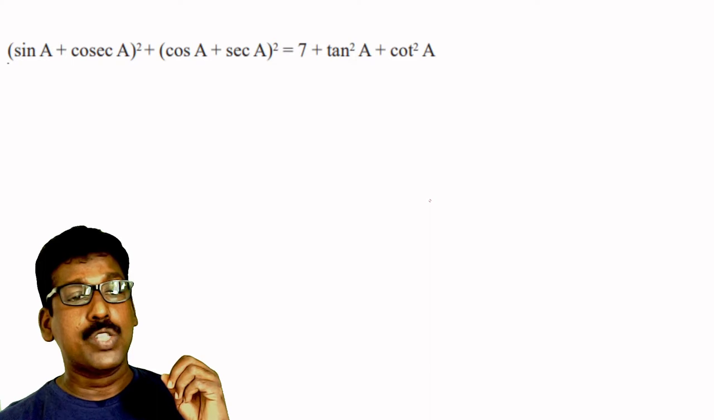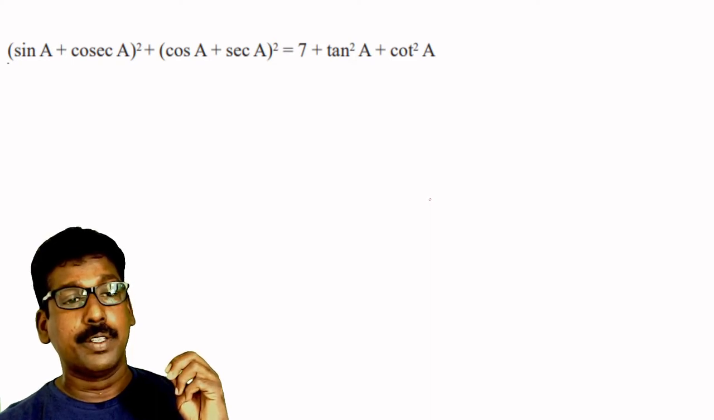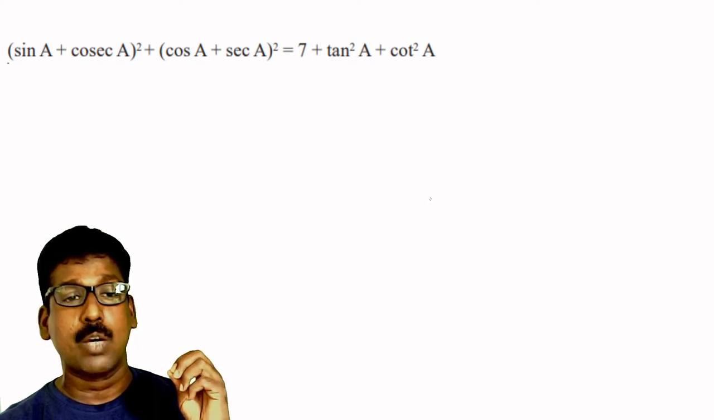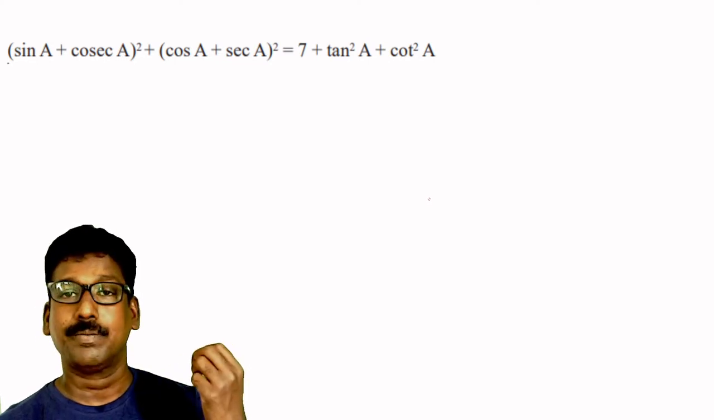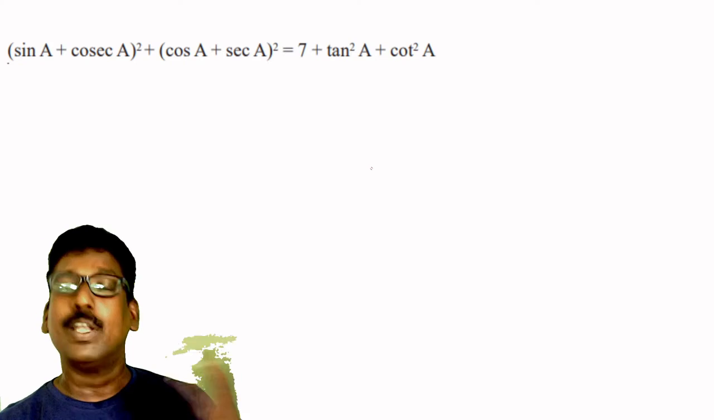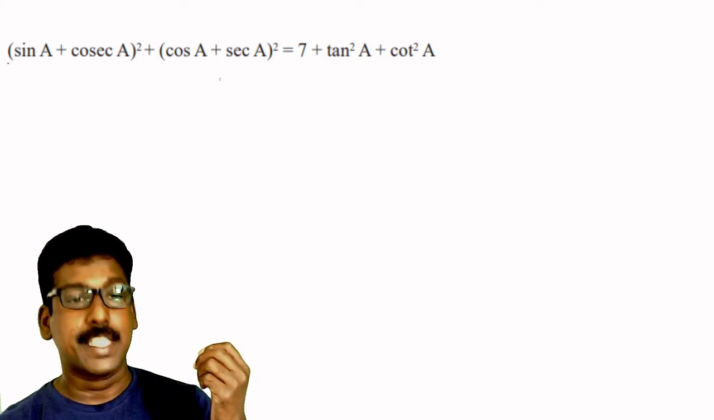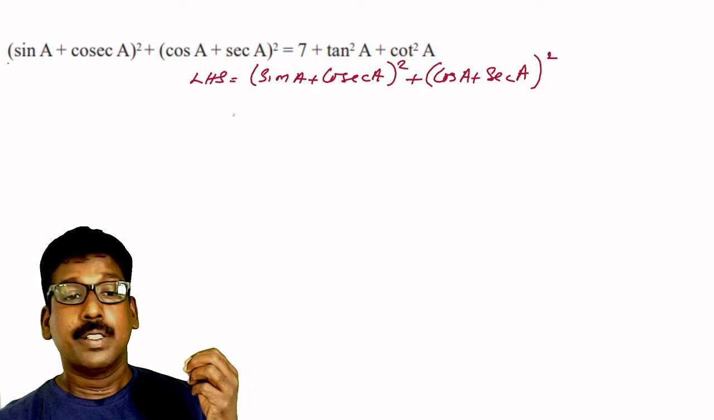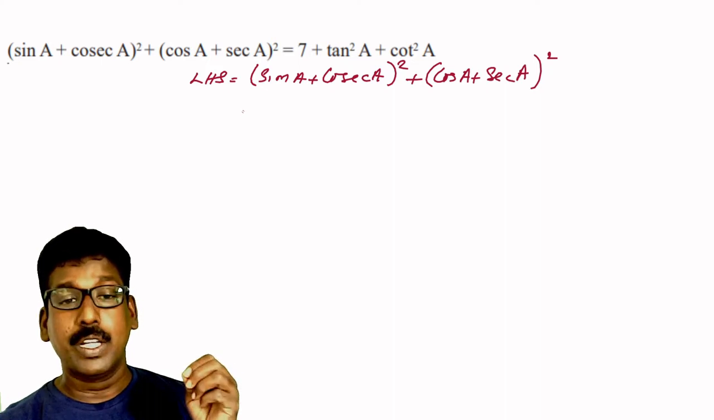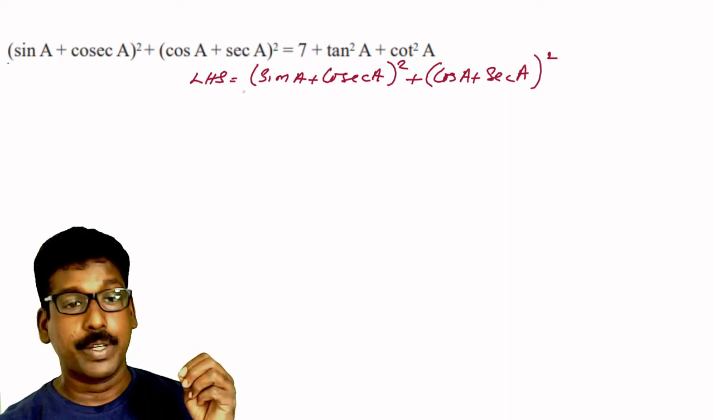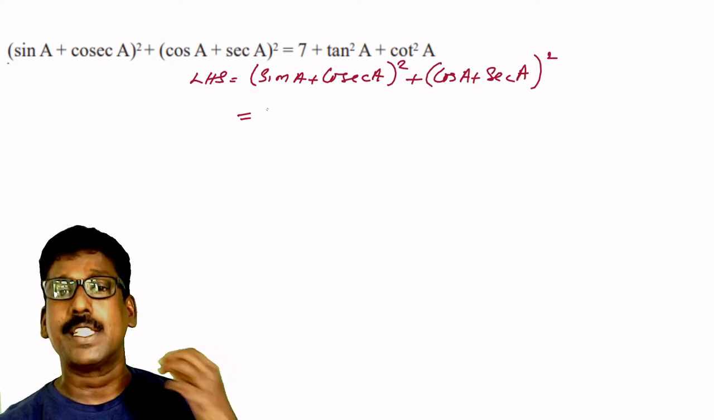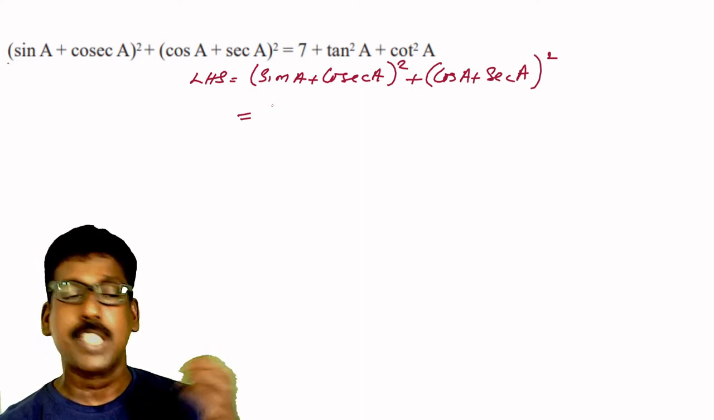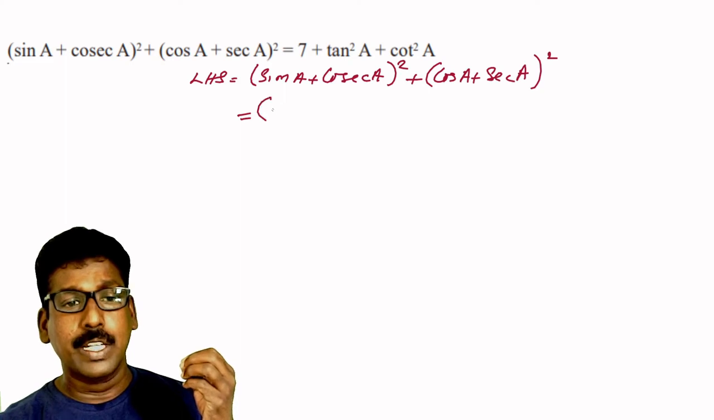Sin a plus cosec a whole square plus cos a plus sec a whole square is 7 plus tan square a plus cot square a. Now let us simplify it. The LHS you can write as sin a plus cosec a the whole square plus cos a plus sec a the whole square. Now this is in the form of a plus b whole square, that is a square plus 2ab plus b square.